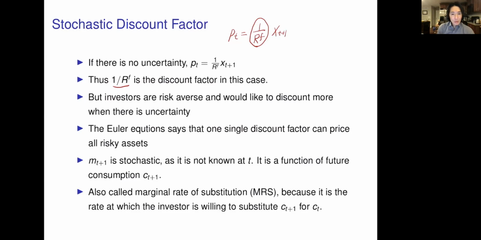And MT plus 1 is the stochastic because it is not known in T, and because it's the function of future consumption CT plus 1. In other words, if you recall the stochastic discount factor, it is the ratio of the marginal utilities in the two periods. And because you don't know how much you're going to consume in the next period, that is a random variable. That's the reason why this MT is called the stochastic discount factor. And as we said before, this is called the marginal rate of substitution because it is the rate at which the investor is willing to substitute the future consumption for the current consumption.